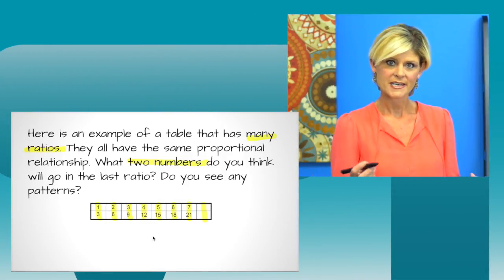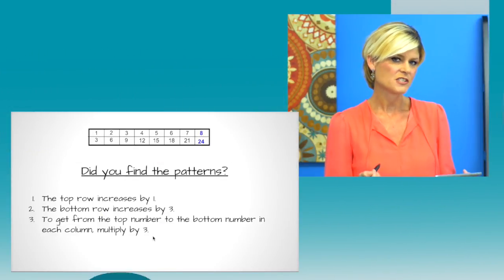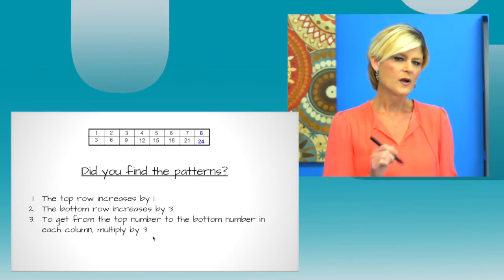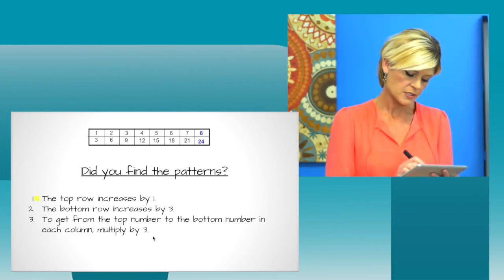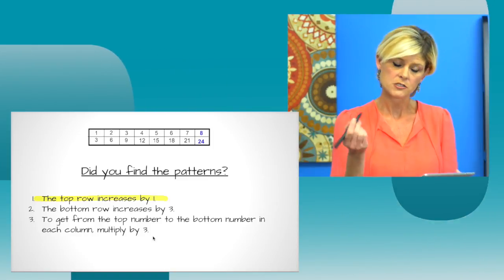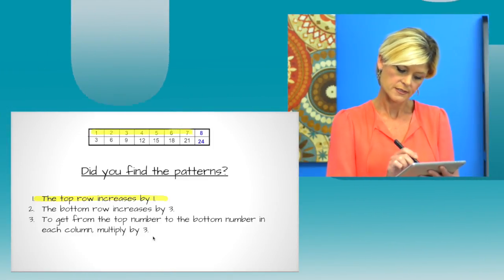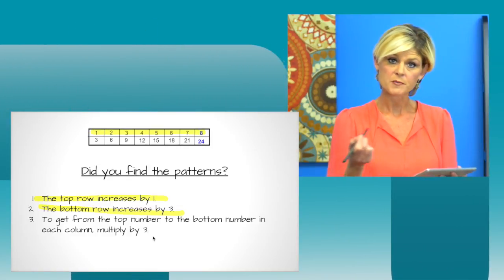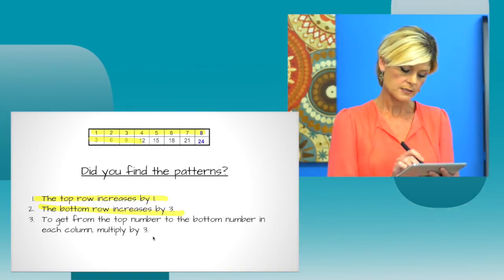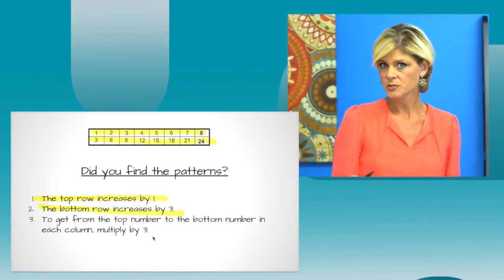All right, everyone, how did you do? Did you get 8 and 24? Did you see the patterns? Let's take a look. What were the patterns in that table? Well, the first pattern was that the top row increased by 1 each time. 1, 2, 3, 4, 5, 6, 7, 8. Also, the bottom row increased by 3 each time. 3, 6, 9, 12, 15, 18, 21. So our next number would be 24.